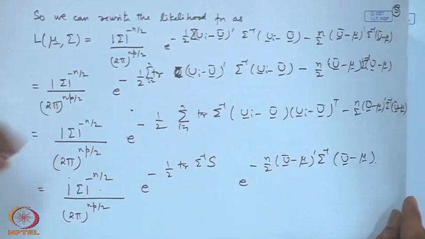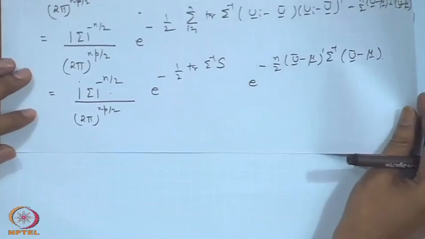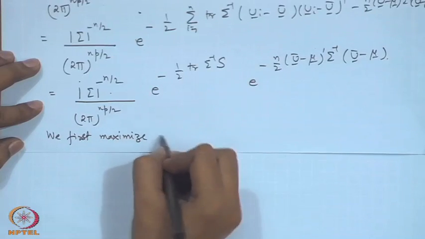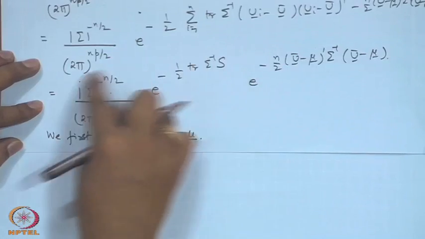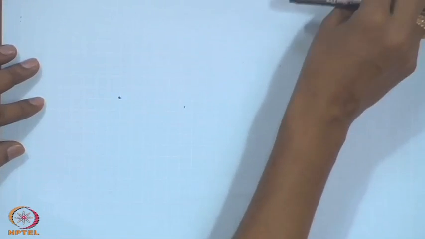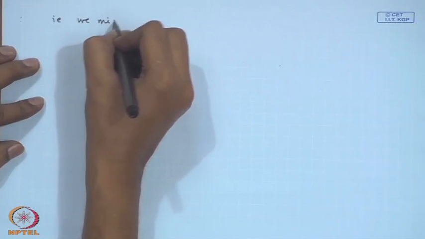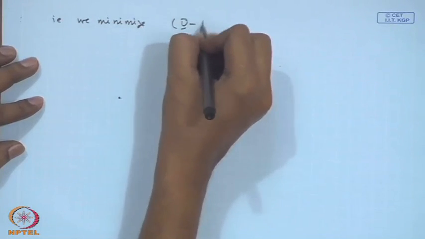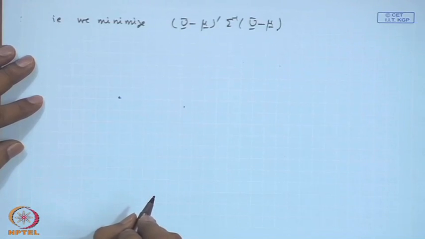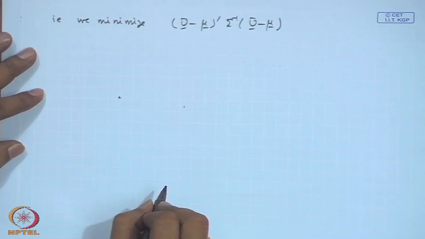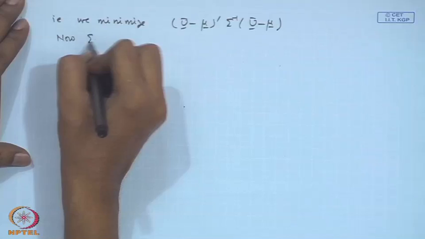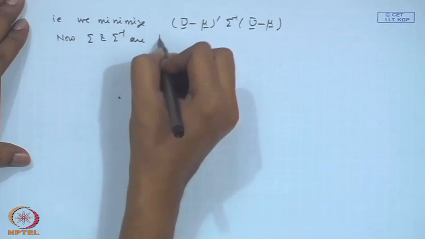Now, we want to maximize this with respect to mu. Let us consider firstly the maximization with respect to mu. We first maximize with respect to mu. Now, there is no mu term appearing here. So, that means basically we have to minimize this term. That is, we minimize (U bar minus mu) prime Sigma inverse (U bar minus mu). Now, Sigma and Sigma inverse, they are positive definite.